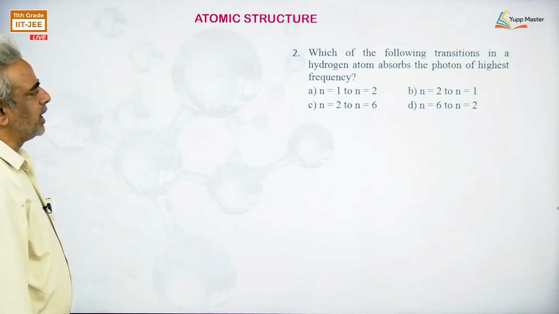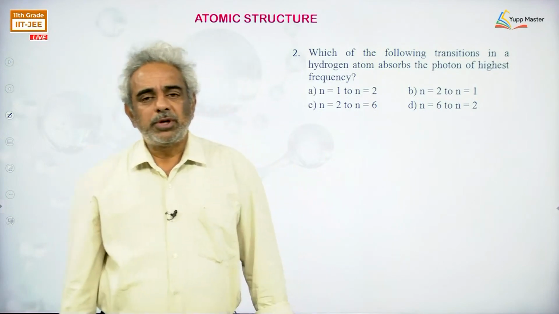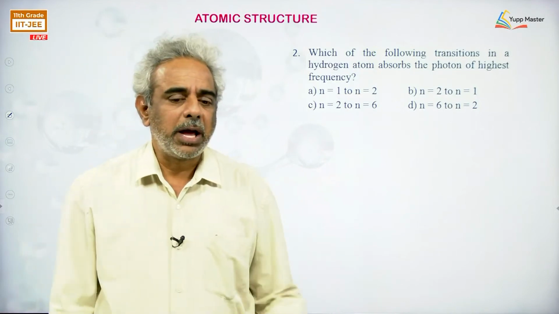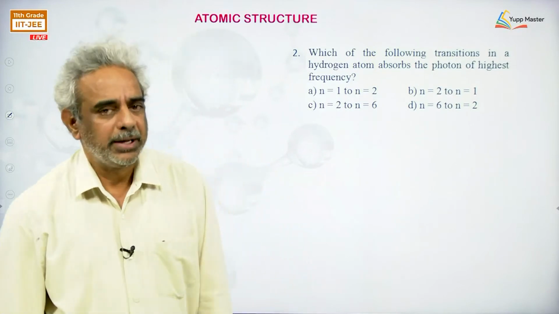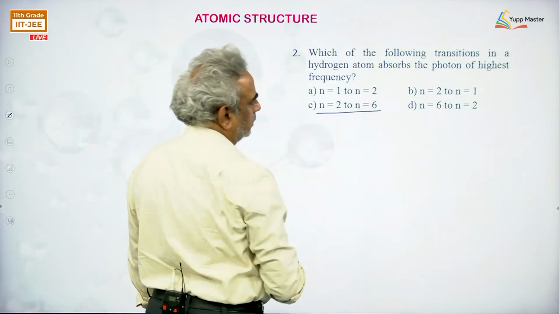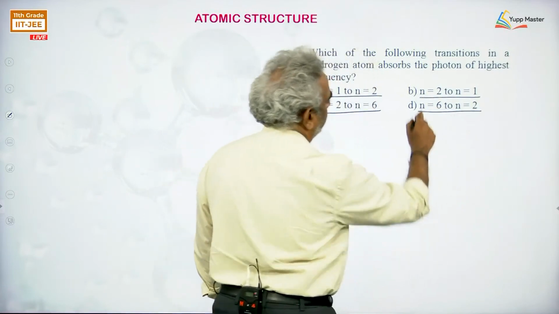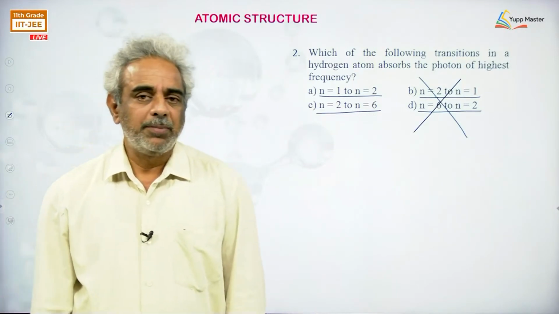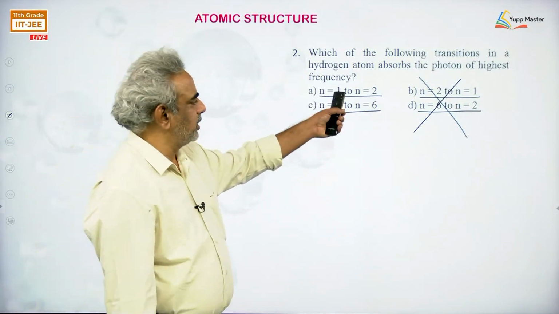Which of the following transitions in a hydrogen atom absorbs the photon of highest frequency? Now, absorption should take place. What do you mean by absorption? Electron must take energy. When can it happen? When electron jumps from lower state to higher state. So, here 2 to 6 also lower to higher, 6 to 2, 1 to 2, 2 to 1. These two we can rule out because they won't absorb, they emit radiations. They give emission spectral lines, and these two will give absorption spectral lines. So, 2 to 6, 1 to 2.